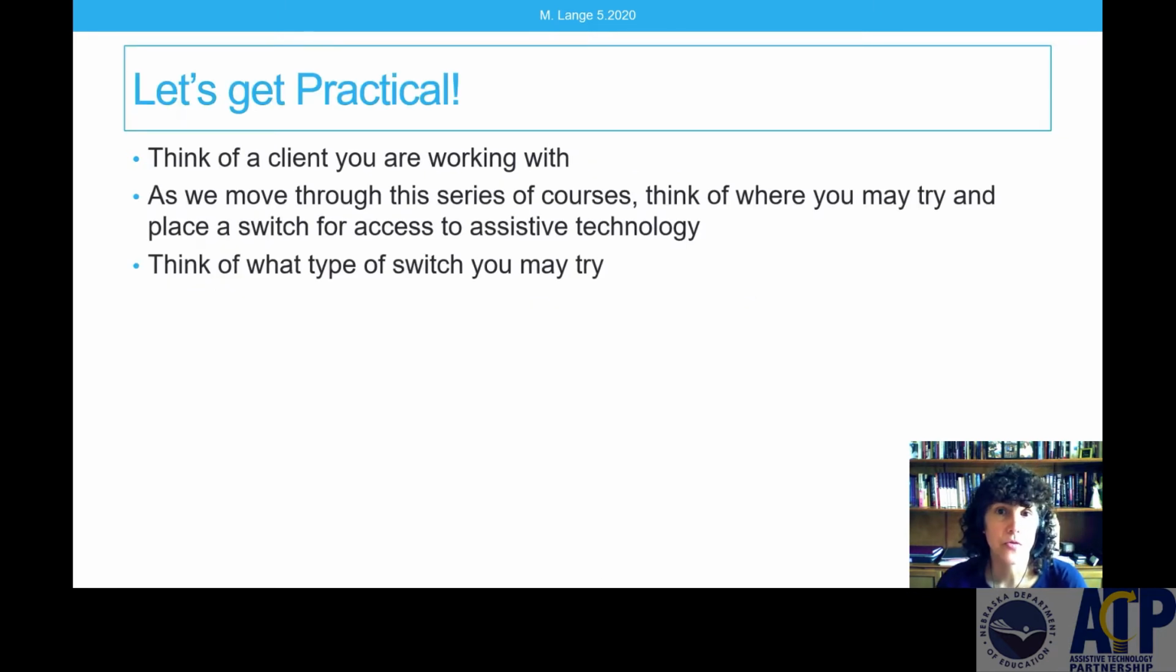So as we go through this series, I really want this to be practical for you. So think about a client you're working with. As we go through this information, think about perhaps where you might try a switch for access to assistive technology, and what specific type of switch or switches that you want to try. I hope it works for you. Keep that client in mind, or clients, as we're going through this information.